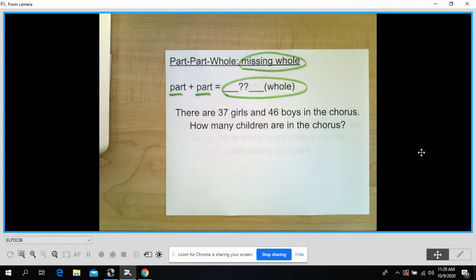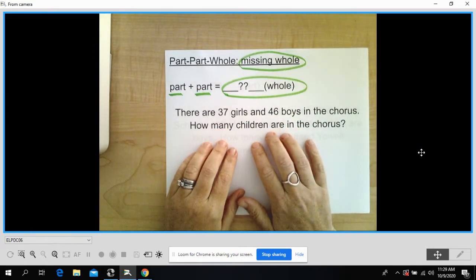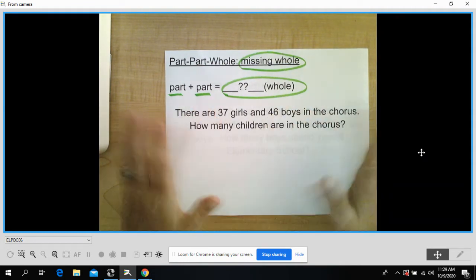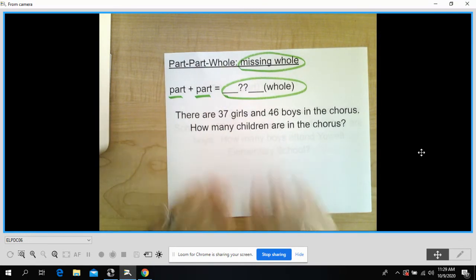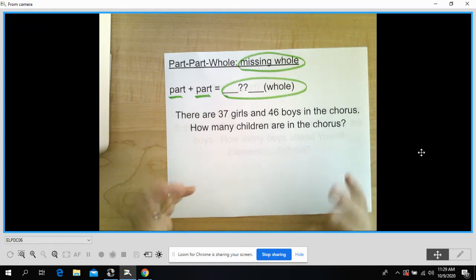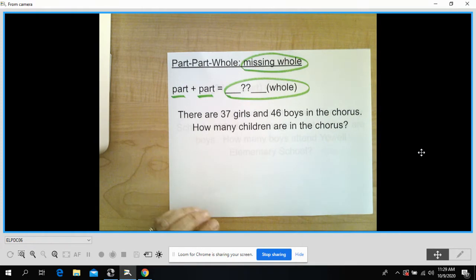Now, one thing that I want to tell you about the part, part, whole problems before we get going into it is the math is just straightforward in these problems. You get a number, you get another number, and then you find the whole, or you might have to find a part. There isn't any action. There isn't any change in the problem. You've just got to find either the whole or the missing part. And that's what makes these a little bit different from the join and the separate problems.